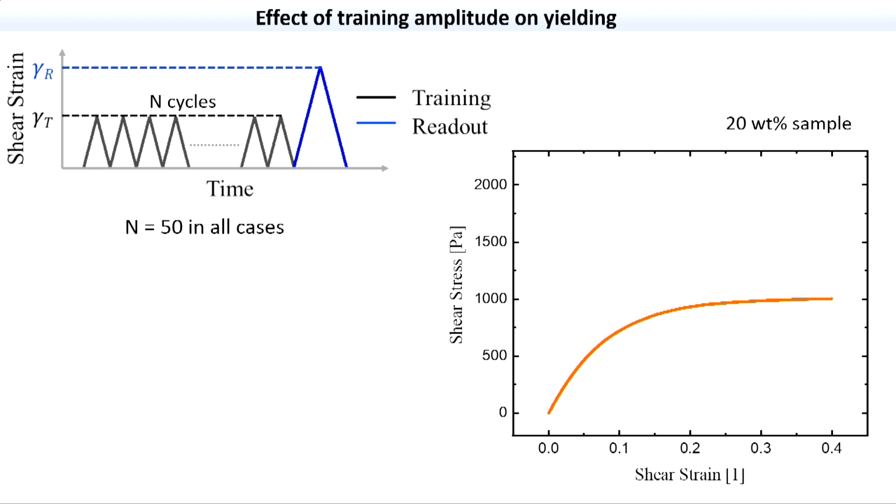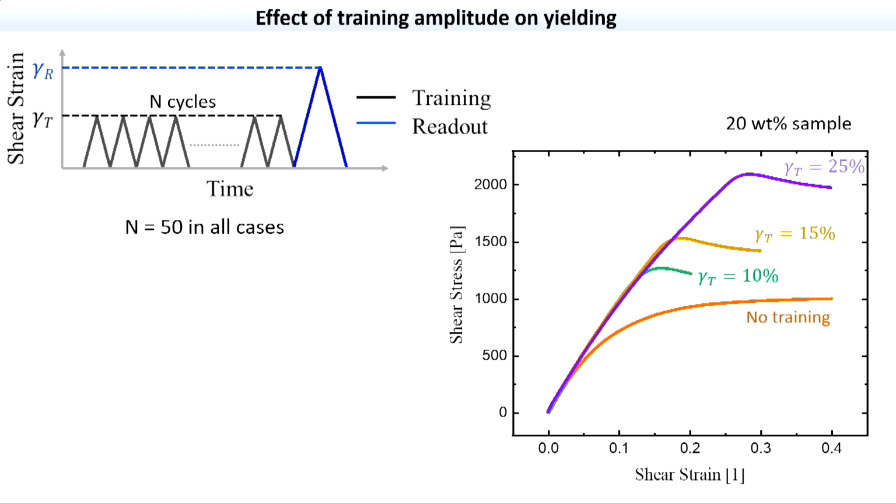If you plot shear stress versus shear strain for this material, you get a very continuous yield. You have a very small linear regime and then it soon yields and goes to the nonlinear and plastic region. Then we apply a 10% training, gamma T is 10%. You precondition the sample for 50 cycles with 10%, and then we take a readout and you see that the nature of the curve changes. It becomes a little steeper and there is almost a signature of a slightly negative slope. Then we train it with 15% preconditioning, and you see that the yield point shifts towards higher strain. And this is for 25% training.